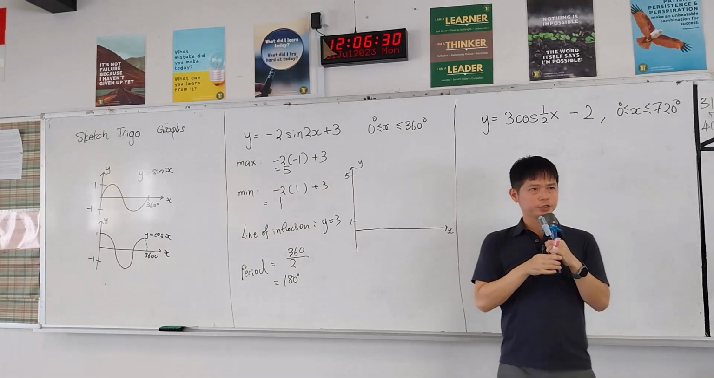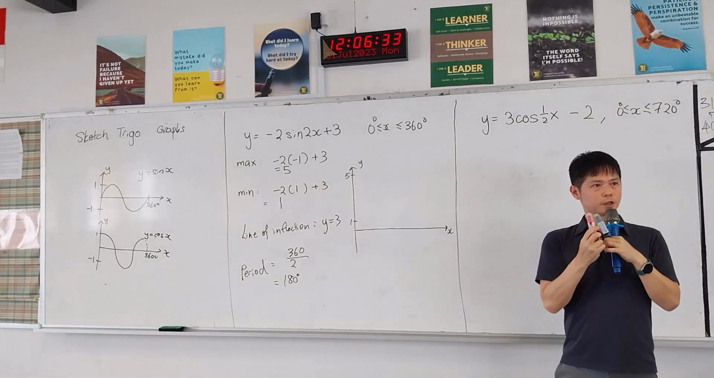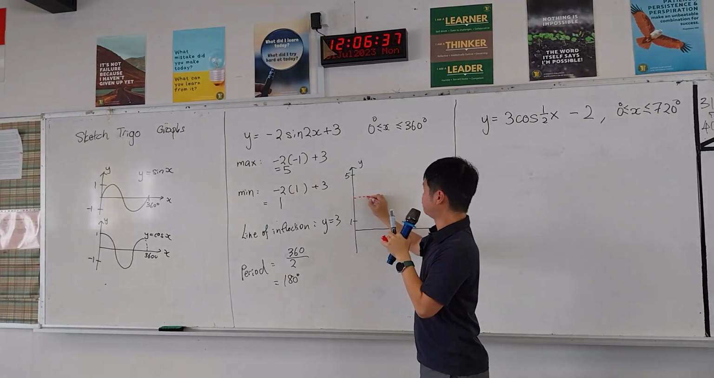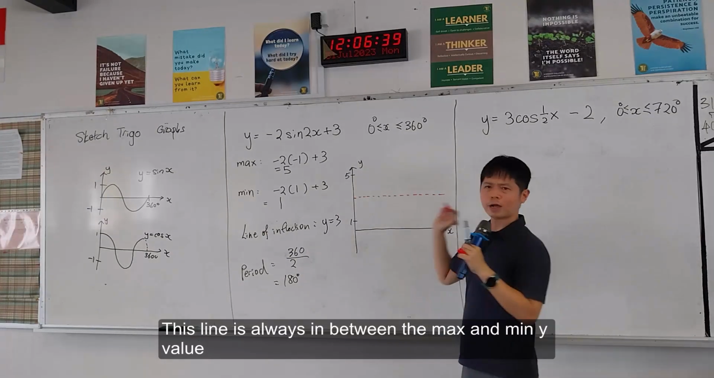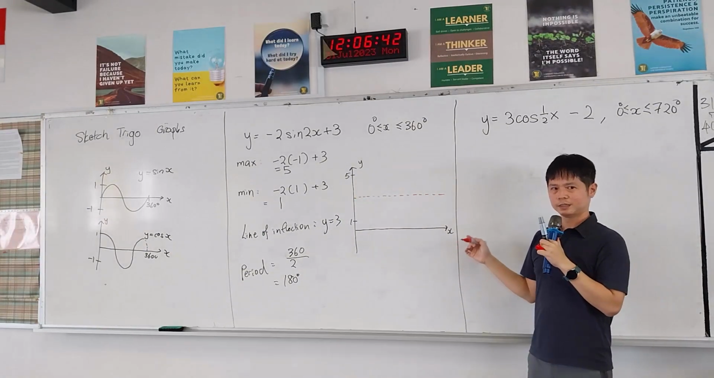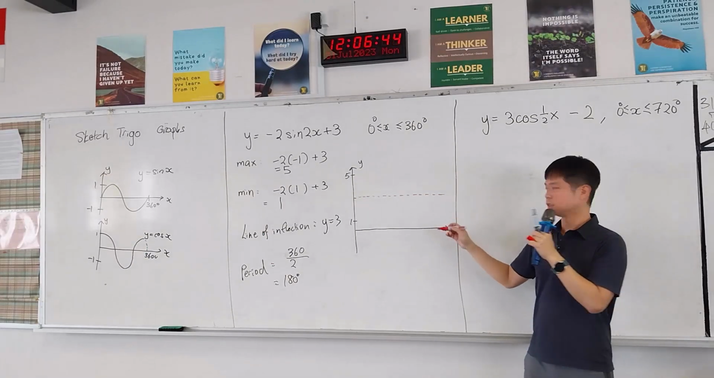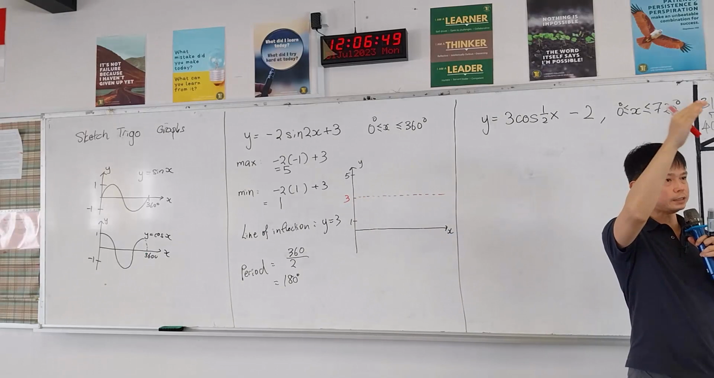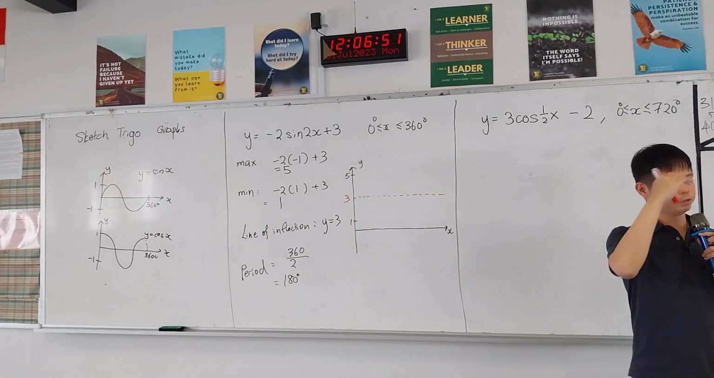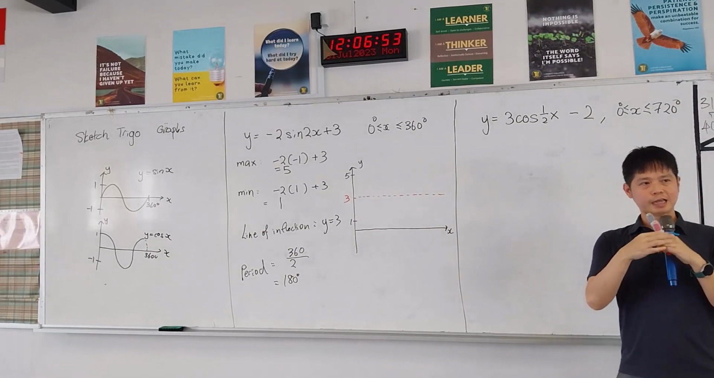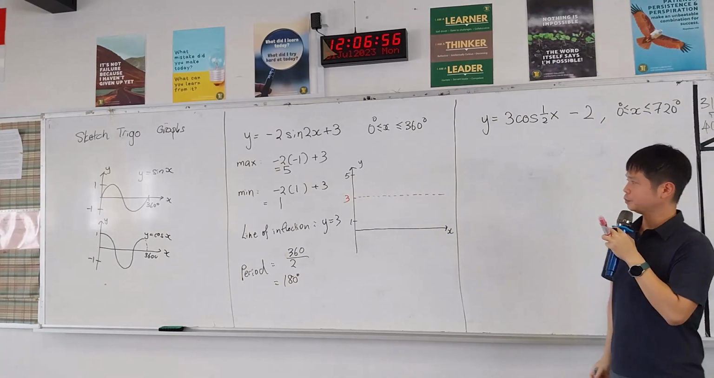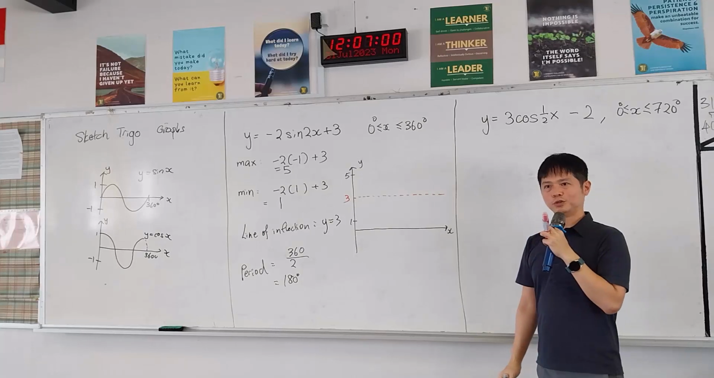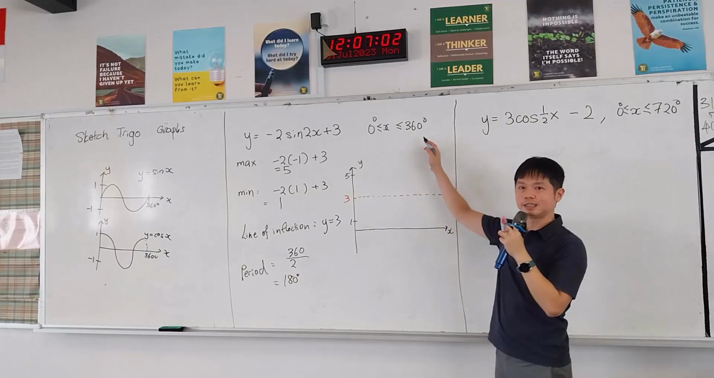Now, where is my line of inflection? What number? 3. So my line of inflection, can you please use the dotted line? Do you know why I use the dotted line? Yeah, you won't confuse it with the x-axis. So this is a 3. Easy? You put the maximum, you put the minimum, you draw the line of inflection, and finally, what do you think I want to do? I want to draw how many cycles? I want to draw until 360.